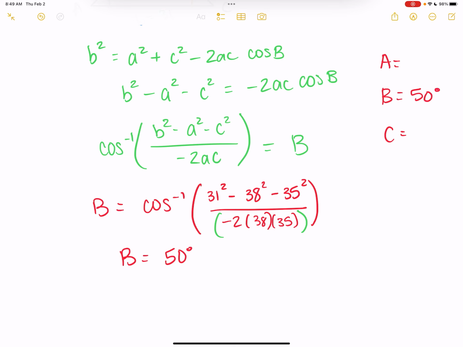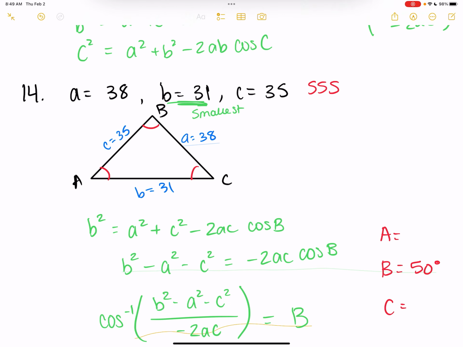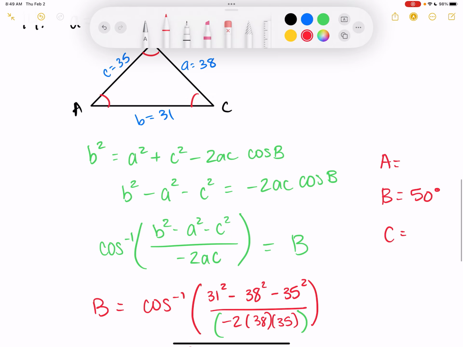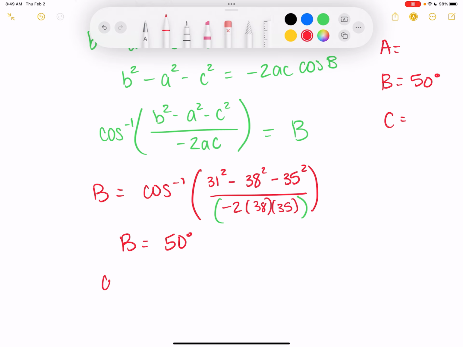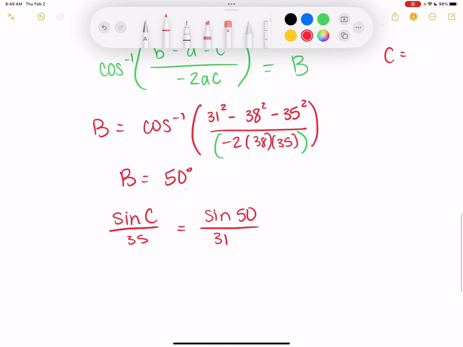So then I can go to law of sines. My next angle or next side that I want to deal with is C because it's the middle one. So I'm going to do sine of C over 35 equals sine of 50 over 31. I keep wanting to say cosine, but it's sine. So multiply by 35, take the inverse sine. So C is equal to the inverse sine, arc sine, of 35 sine 50 over 31.